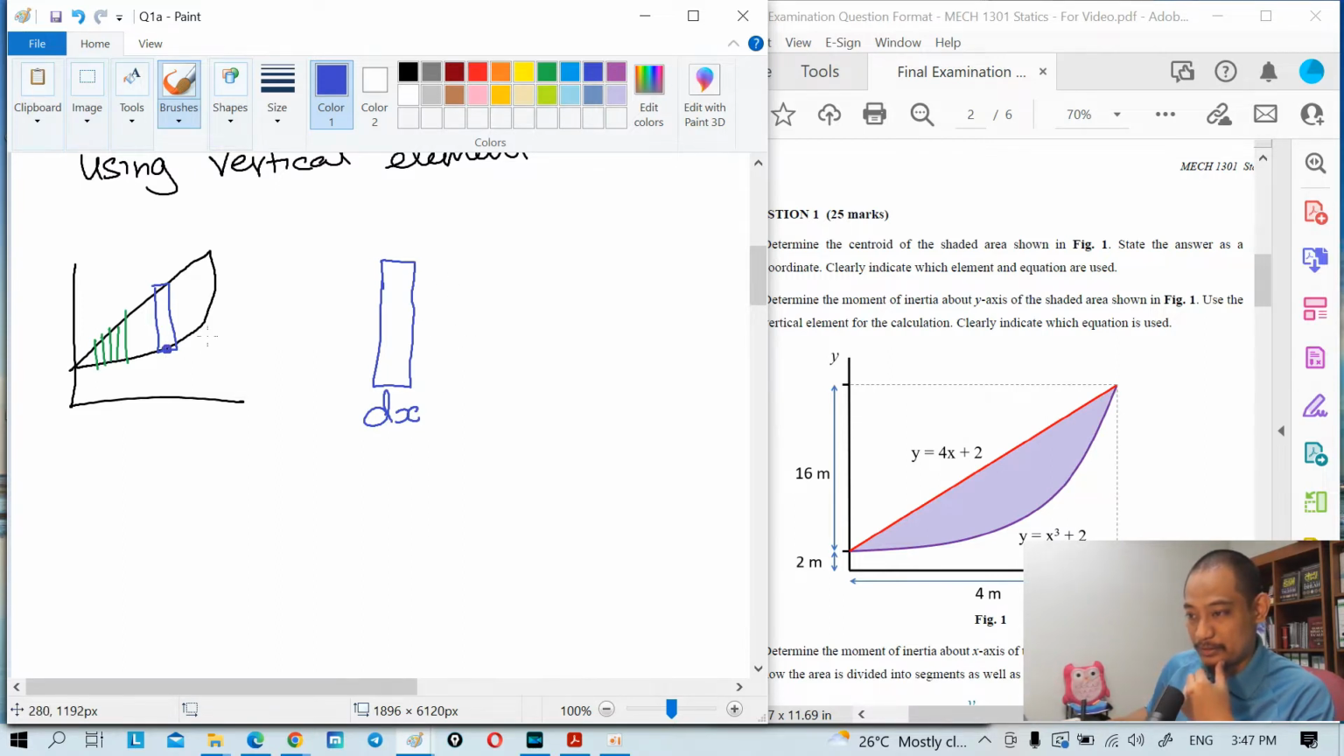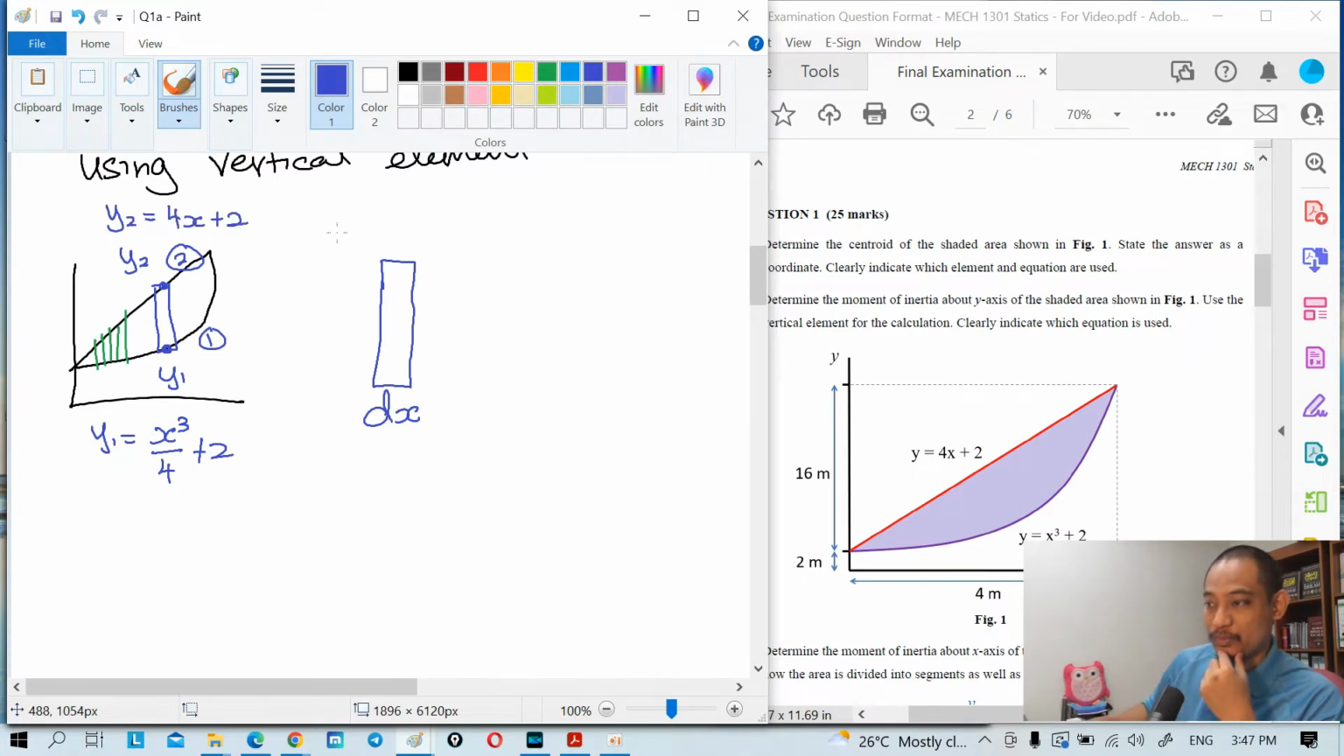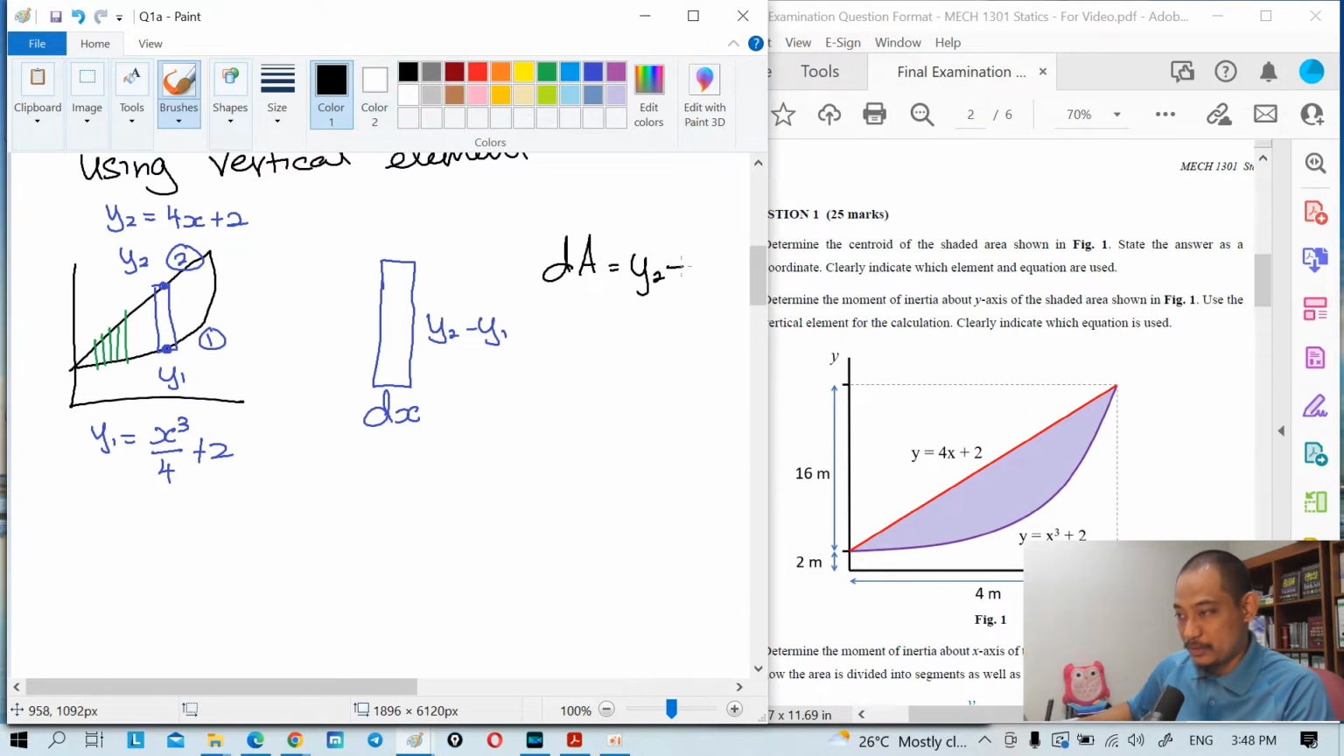If we label this as 1 and this as 2, in terms of the curve, curve number 1 is described by this one. So let's say this is y1 and then y2, right? Of course in this case y1 will be x cubed over 4 plus 2, just taking from the question, and y2 is simply 4x plus 2. So here is y2 minus y1, right? So dA is y2 minus y1 dx, and then you can calculate this.